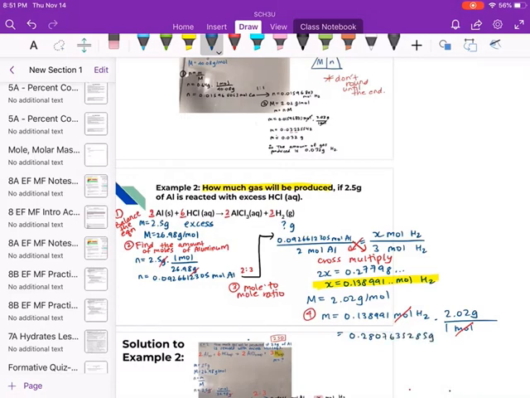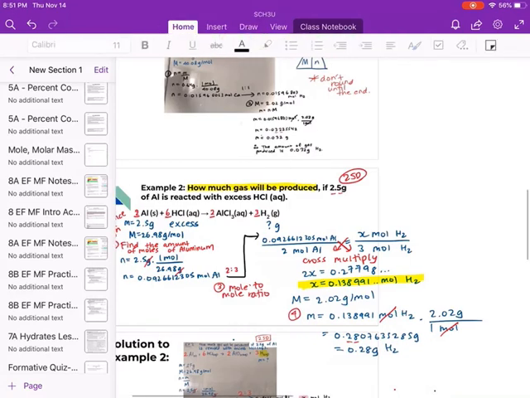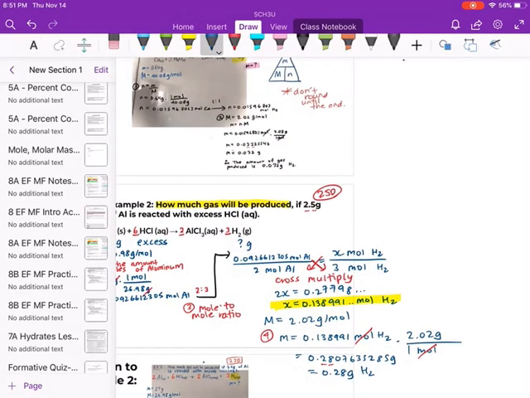0.28076352285 grams. And according to my question, all the numbers that I used, this is the least significant digits used, so my final answer will be in 2 significant digits. And so my answer is 0.28 grams of H2. That leads to my conclusion, which is 0.28 grams of H2 is produced.